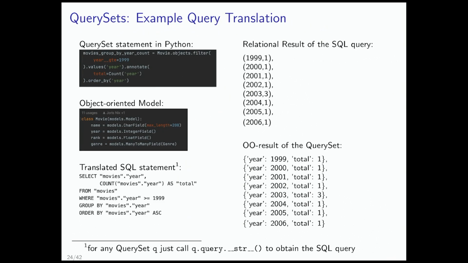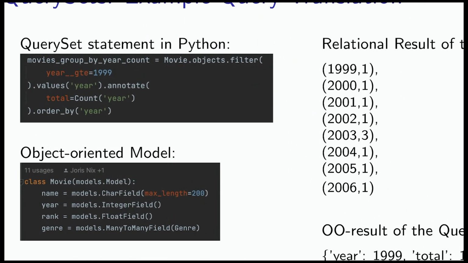So Django comes with a separate query language that's called query sets, for whatever reason. A statement in that language could look something like this. It has an object-oriented flavor. It typically starts with the name of a model, and then dot objects, and then dot something. Here, dot filter is like a where clause. You only want those where the year attribute is greater or equal 1999. So it's not year greater equal 1999, it's year underscore underscore gte equals 1999.